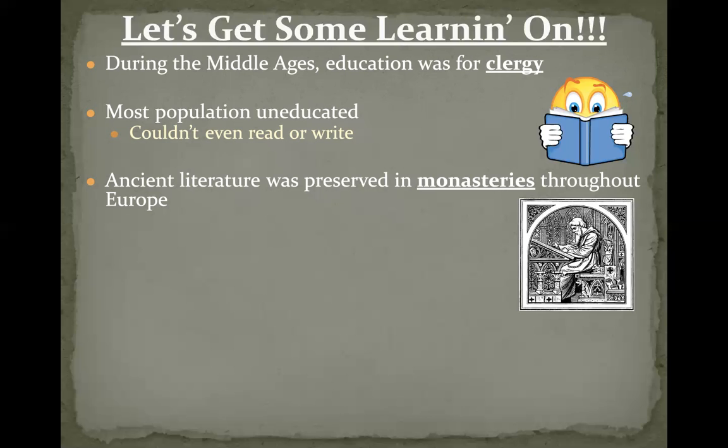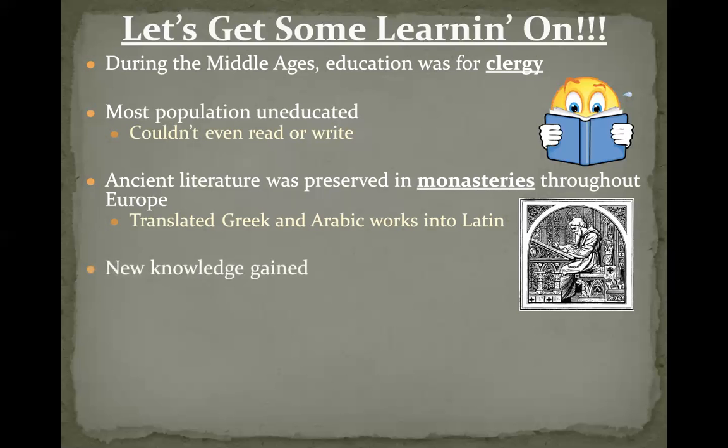This is where ancient literature and those ties back to our Roman tradition and Greek ideals were held. So again, remembering that they translated Greek and Arabic works into Latin here. And there was new knowledge gained. So we have new ideas of philosophy, medicine, and science. And why do you think these things came about, especially medicine and science, during the time of the Black Death?